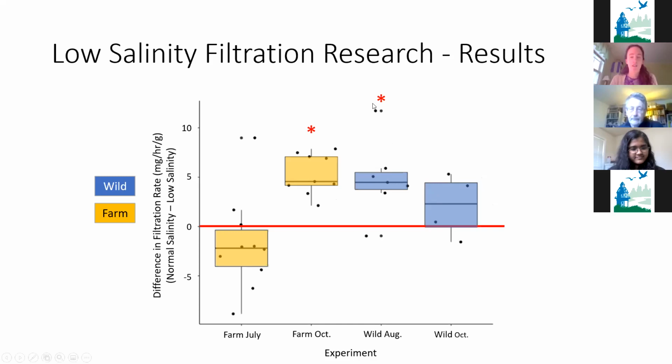And these asterisks in red over 2 of the experiments indicate a significant difference in filtration rates via a paired t-test.